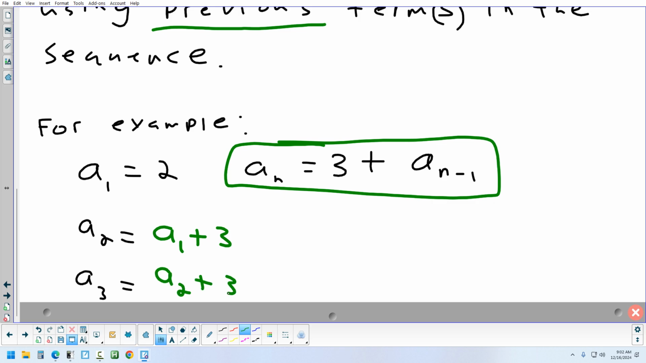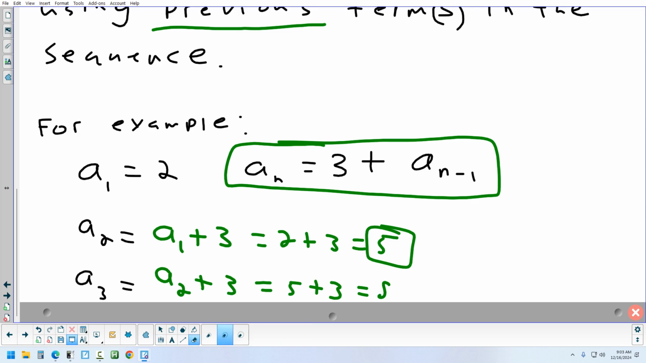So now, let's figure out the third term using this pattern. Second term, plus 3. Do we know the second term? Not yet. No, work our way back then. Second term, first term plus 3. Do we know the first term? Yes, because that was given. Now we got the second term. So now we can get the third term. It's the second term plus 3. Yeah, 8. Sorry.